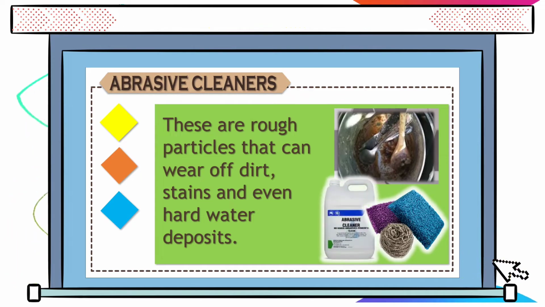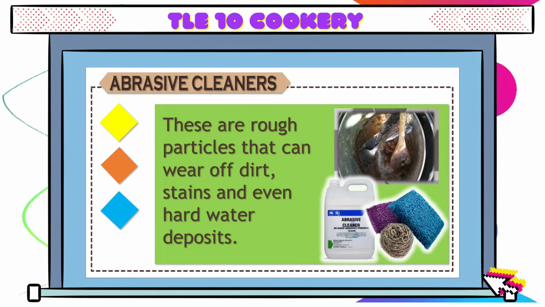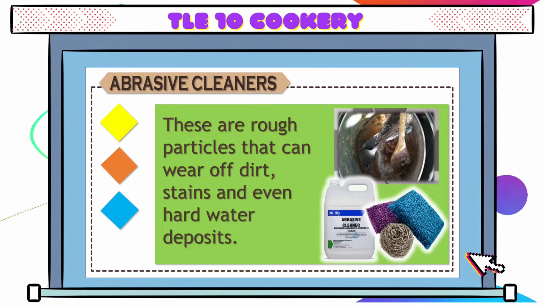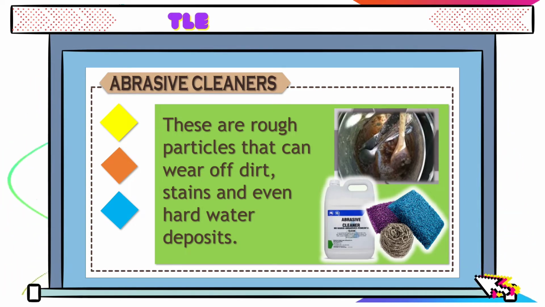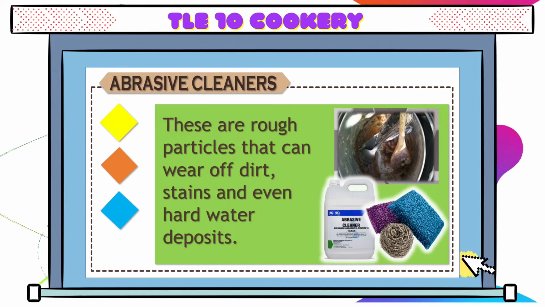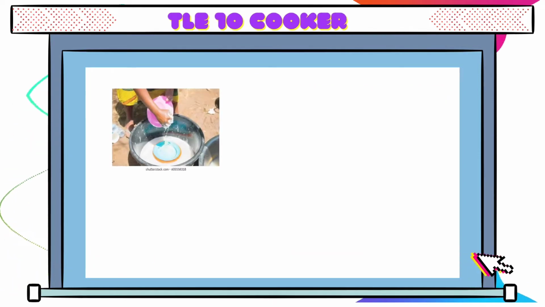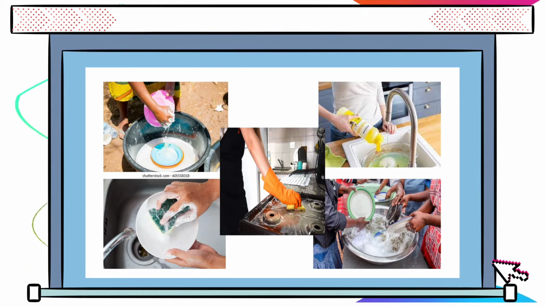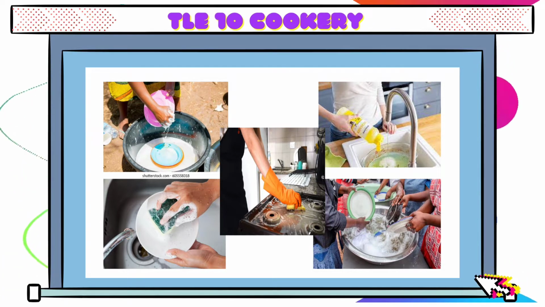Abrasive cleaners. These are rough particles that can wear off dirt, stains, and even hard water deposits. This is available in both powder and liquid form. Scrubbing pads and steel wool are examples of abrasive tools. Be cautious when using abrasive cleaners because overusing these can leave scratch marks on some surfaces. These are the photos showing how to use the cleaning agents.